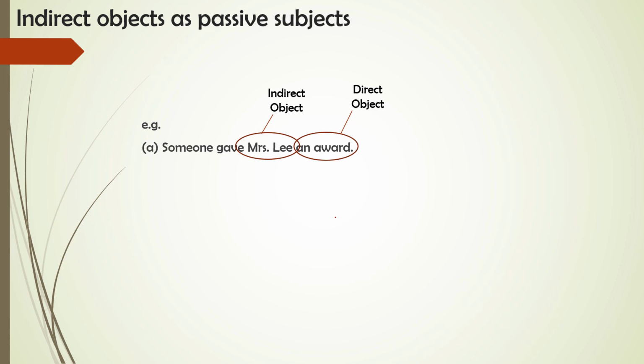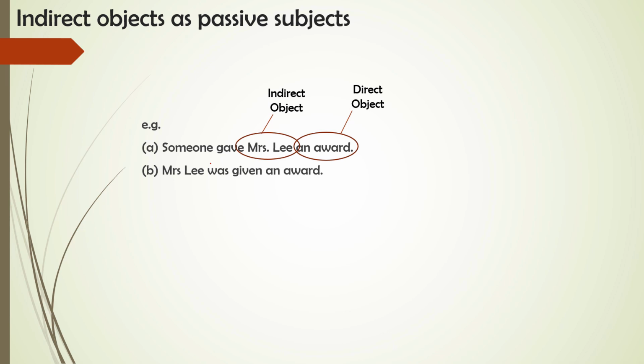Indirect object, again, is answering the question to whom. Direct object is answering the question what. And the second one, indirect object is frequently in the form of person, though it can be a thing also. Direct object is in the form of a thing, though in some cases it can also be a person.